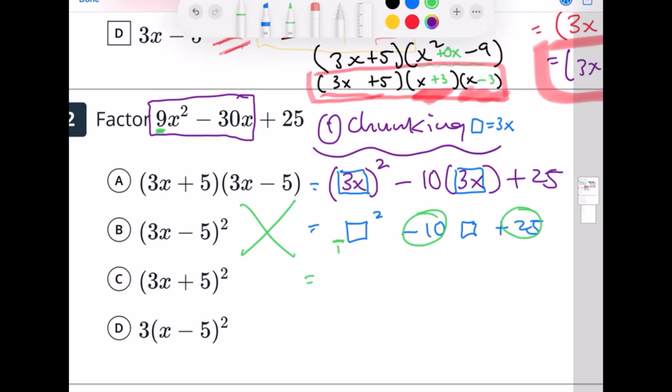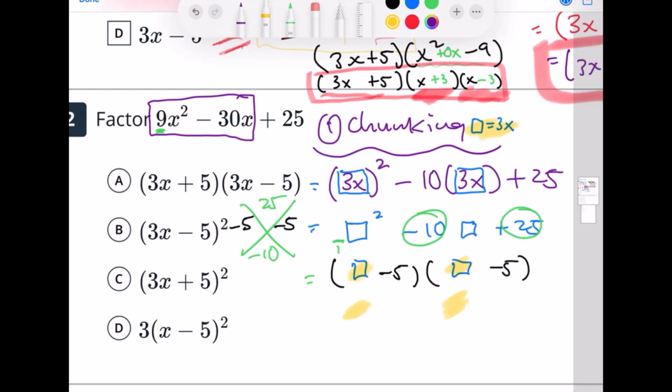So a times c would be 25. My b value is negative 10. My two numbers are going to multiply to be 25 and add to be negative 10. So that's negative 5 and negative 5. And then let's just put our box back in there. Okay. In years past, students would make this mistake right here. So put your box back in right there. What is our box equal to? It is equal to 3x.